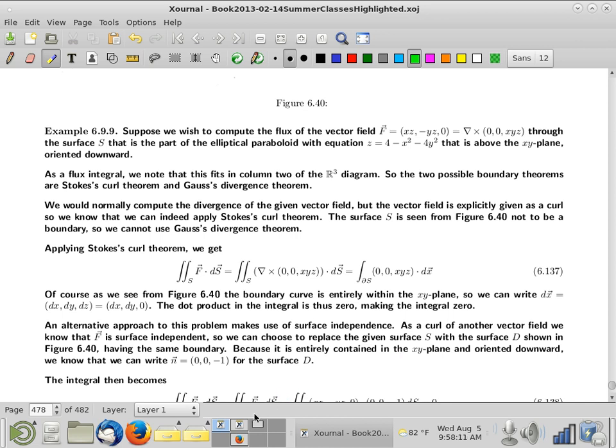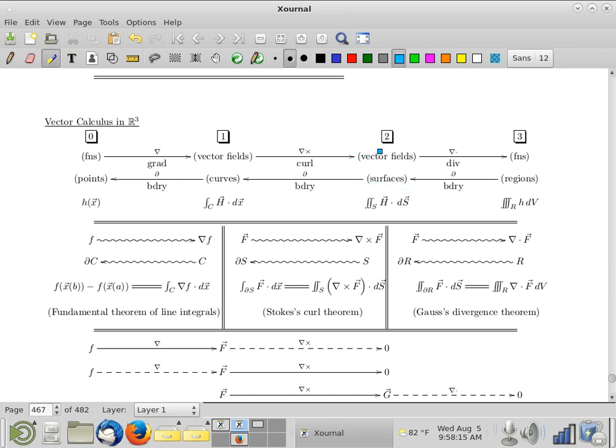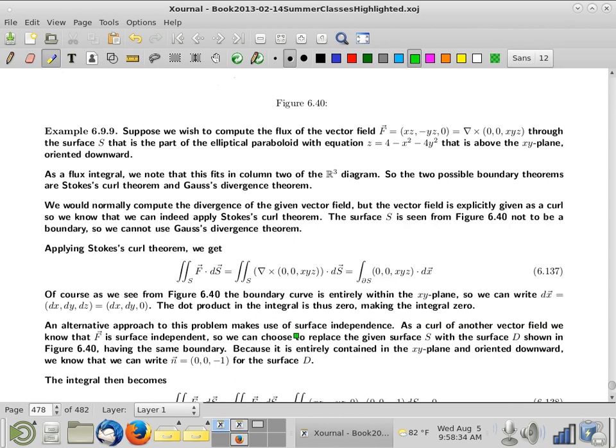Okay, so go back to the diagram. I'm given that the vector field in question is a curl of another field. So that's, again, exactly what I'm given. So that means Stokes' curl theorem is on the table, possible that I might use. Now, what about Gauss's divergence theorem?